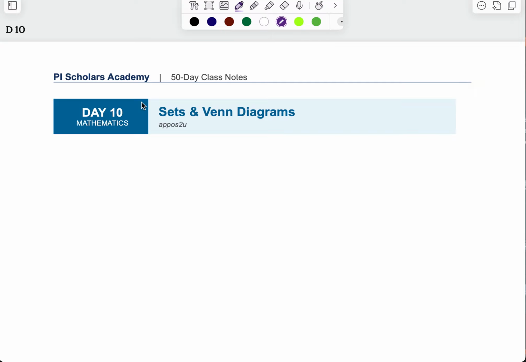It's day 10 of 50 days of tutelage. We have really come so far. Now, today we're going to be talking about sets and Venn diagram. It's one of the major topics in mathematics, and students often find it difficult to make proper interpretation of these.